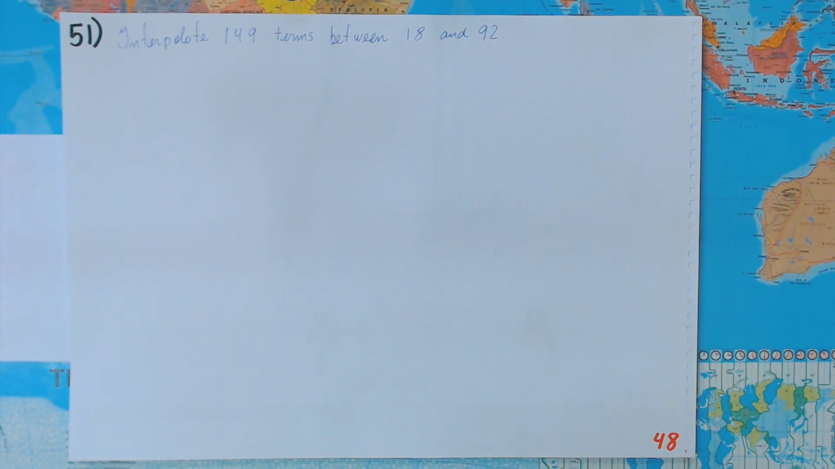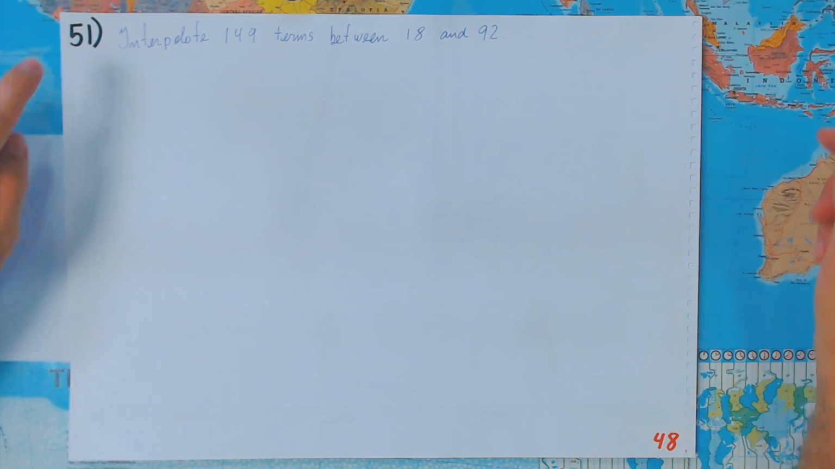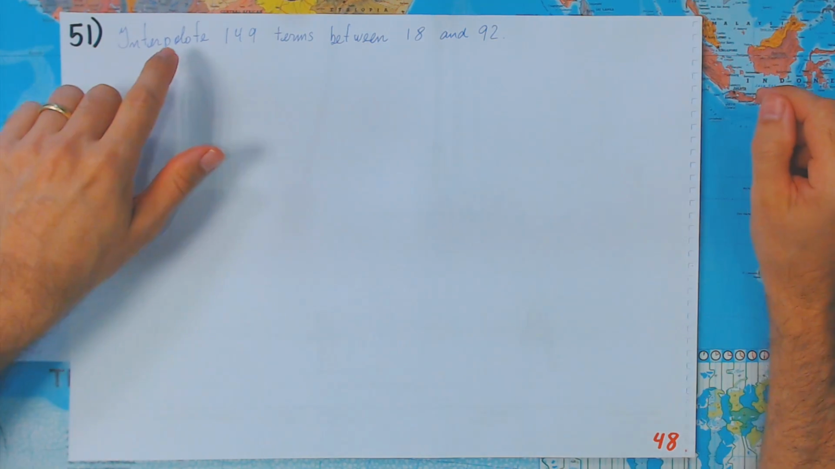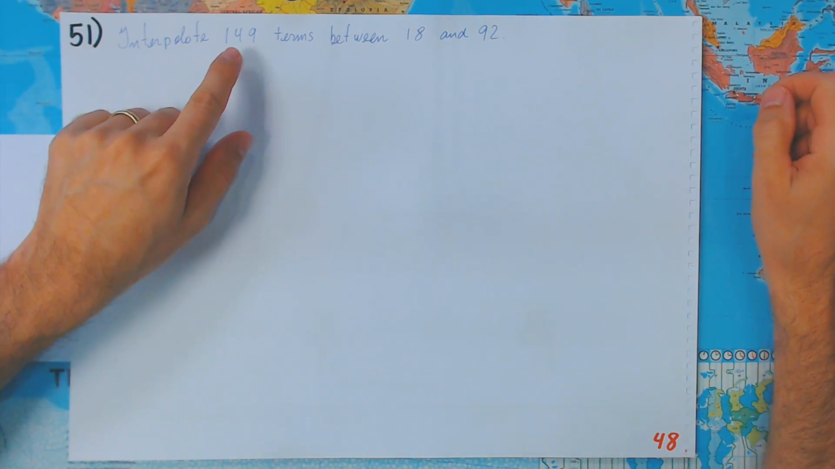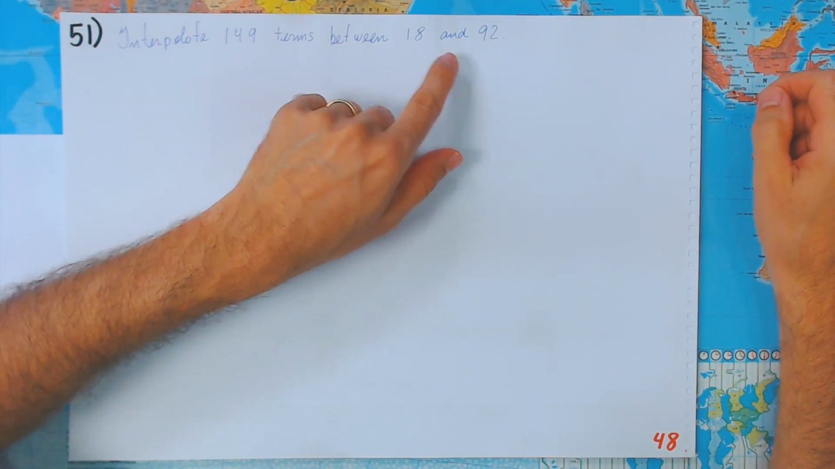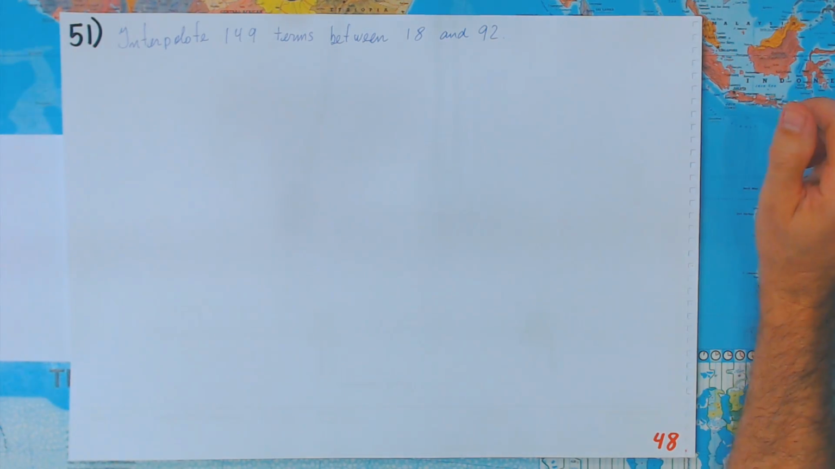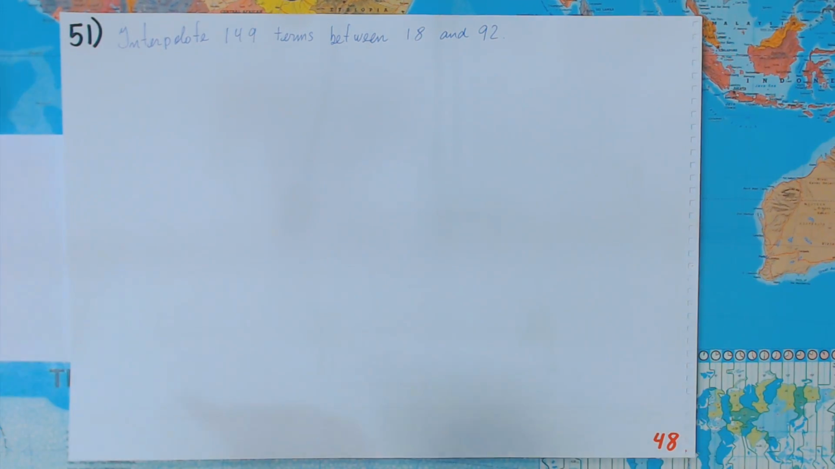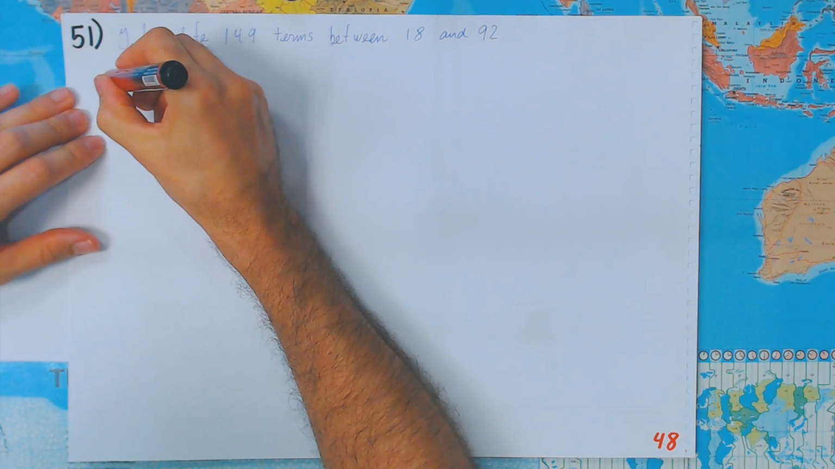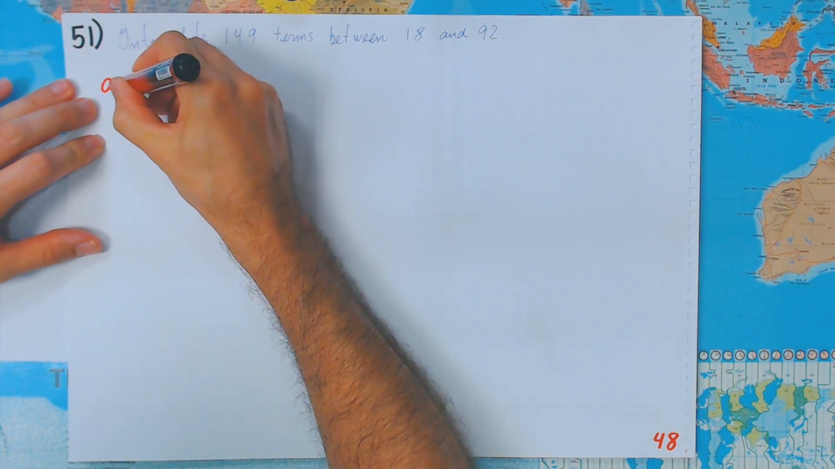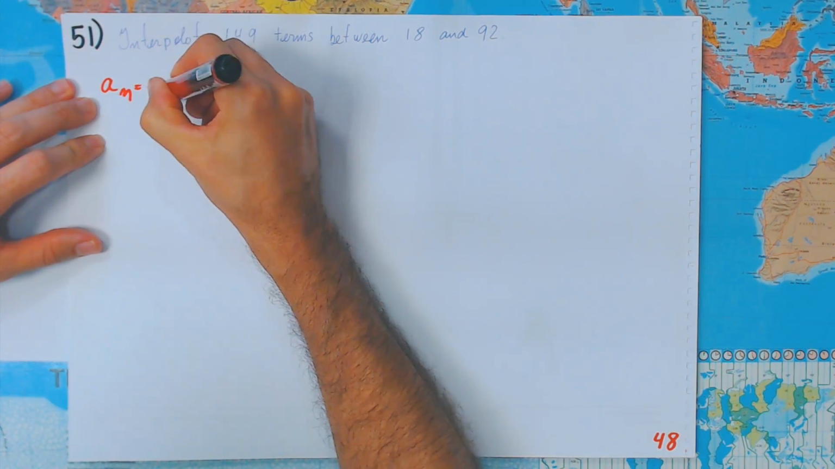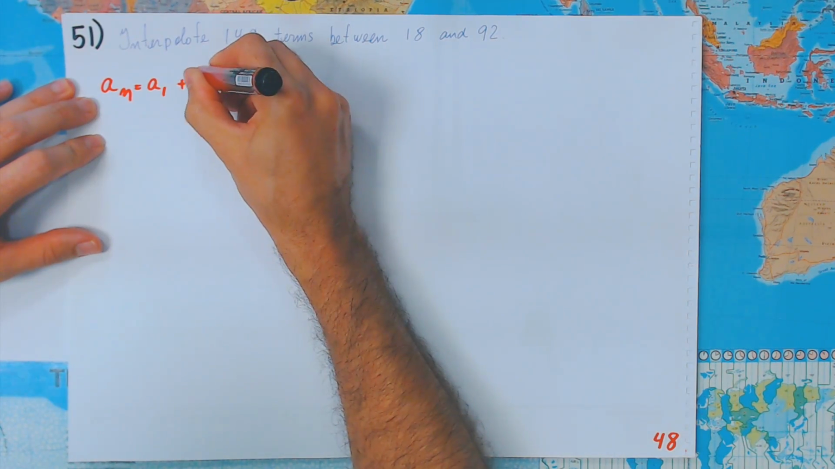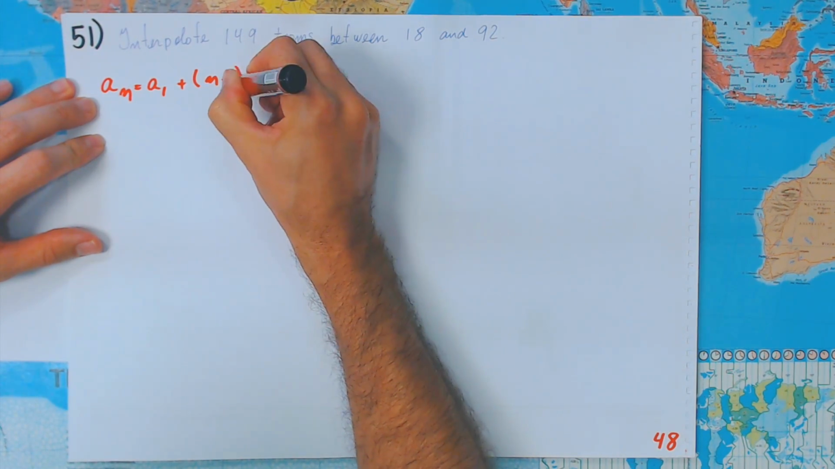Now let's resolve this exercise. Page 48, exercise 51. Interpolate 149 terms between 18 and 92. And for this one, I would like you to consider resolving using this equation. A sub n is a1 plus n minus 1 times d.